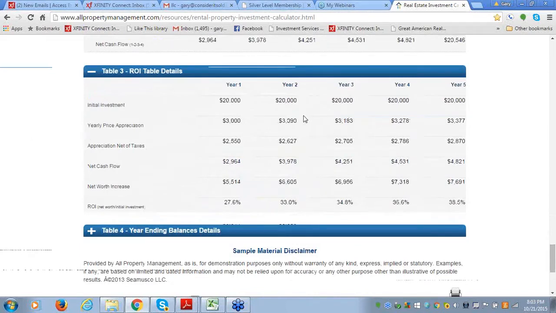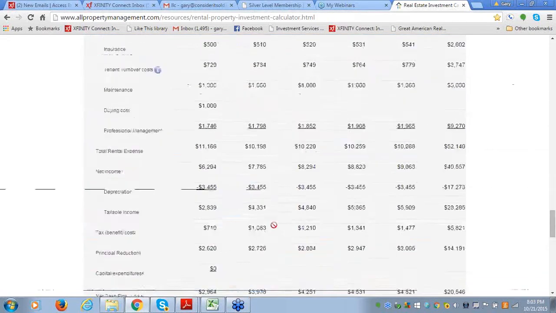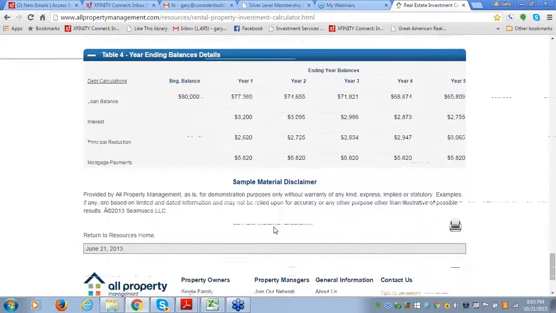So if you initially put down 20%, and you look at appreciation, take taxes out, your net cash flow, then the net increase to your net worth, you can see your returns, your percentage returns. Pretty awesome stuff. You also get year-end balance details. Okay. So you can see this tool is pretty awesome. I love this tool. All right.